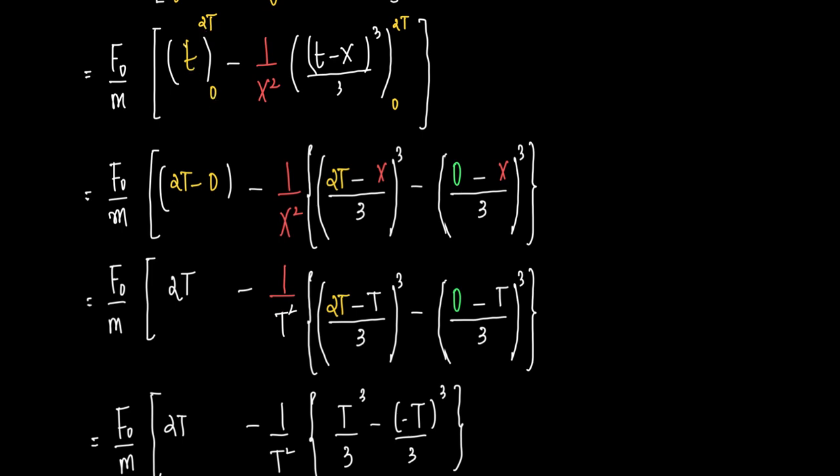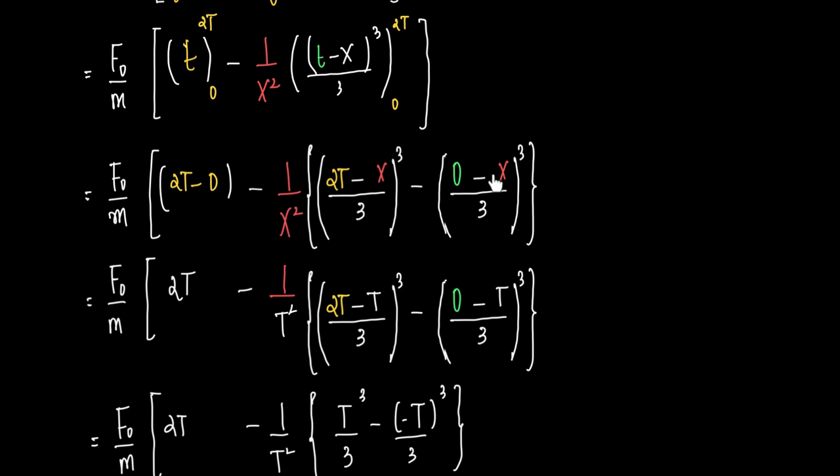So t minus x, what is the variable? The variable is t. And what is the constant? x is the constant. So maybe for your clarity, I can write here, that is the variable. So t minus x has to be substituted, t has to be substituted with 2T. So t minus x becomes 2T minus x. Lower limit is 0, so t minus x becomes 0 minus x, the whole cube by 3.